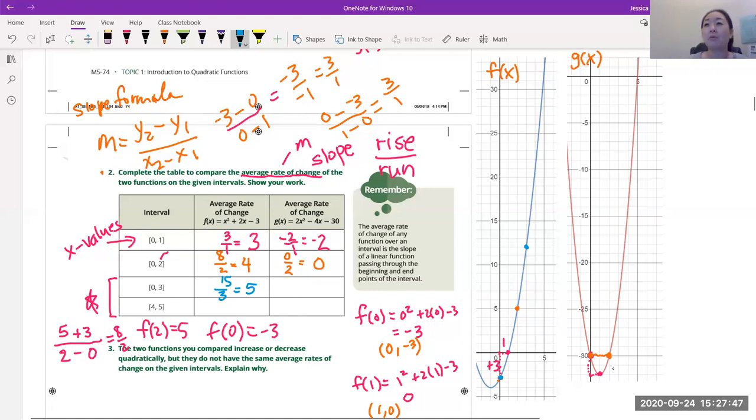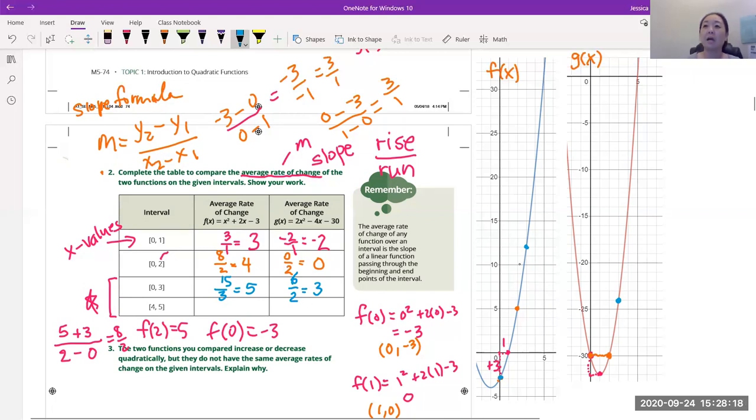All right, so 0 to 3 on the other one. So here's 0 and then 3. We're definitely not going to get 0 here because we're definitely going up. So what do we get here? We would get rise 6, and then run 2. So 6 over 2, that, my friend, is a 3. And so we have a slope of 3. Which one is more steep? It would definitely be the f of x here instead of the g of x.